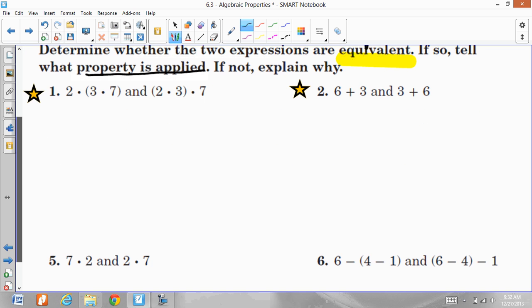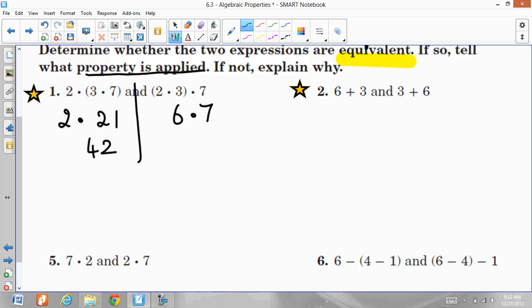So let's focus on number 1. So keep in mind, parenthesis goes first. So this will be 2 times, 3 times 7 is 21. And 2 times 3, parenthesis goes first, so this will be 6 times 7. The dot implies multiplication. So 2 times 21 is 42, 6 times 7 is 42, so they are both equal. So since they are equal, let's look at what property they applied. They have three numbers and we have grouped them differently. They grouped the 3 and the 7. Here they have grouped the 2 and the 3. So for question number 1, they have applied the associative property, which is the grouping property.